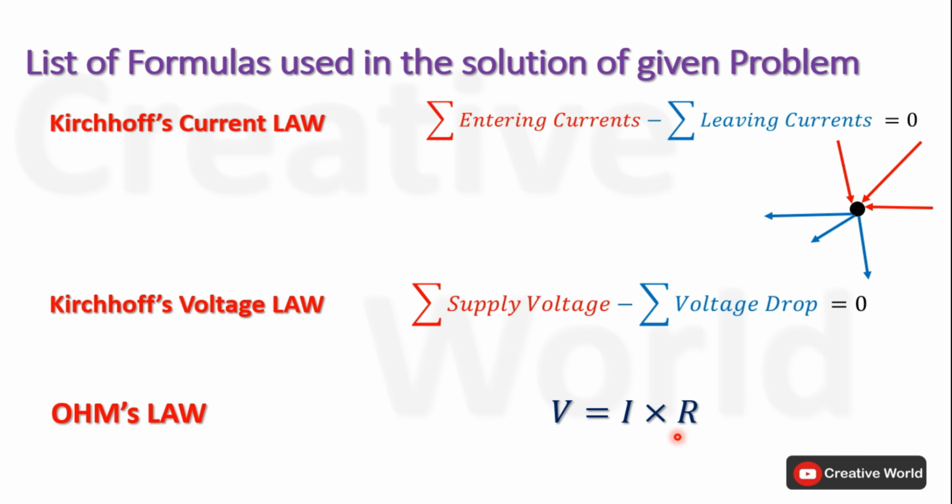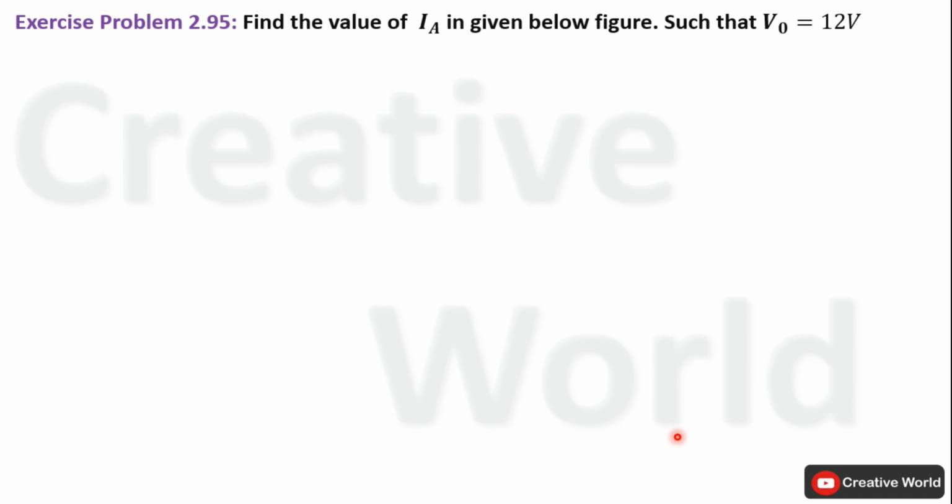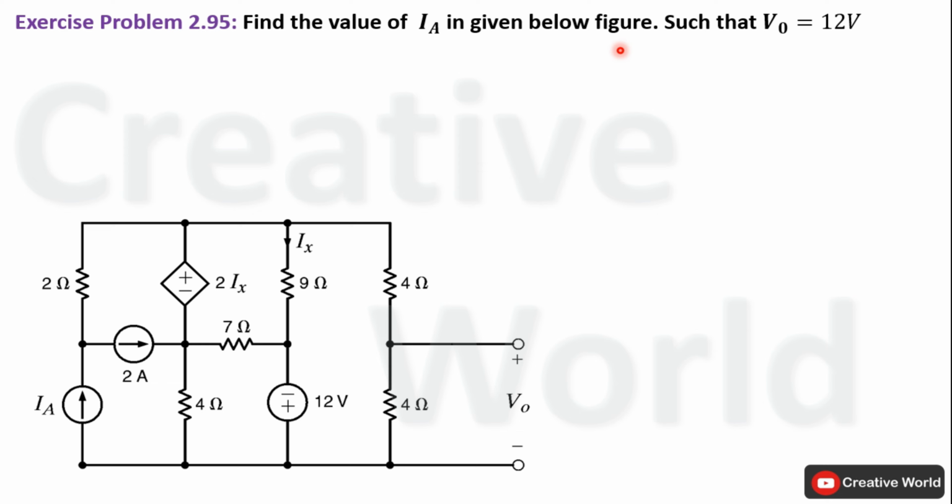Now move towards the problem. Exercise problem number 2.95. Find the value of current IA in given below figure such that voltage V0 is equal to 12 volt. This is the circuit diagram of given problem.